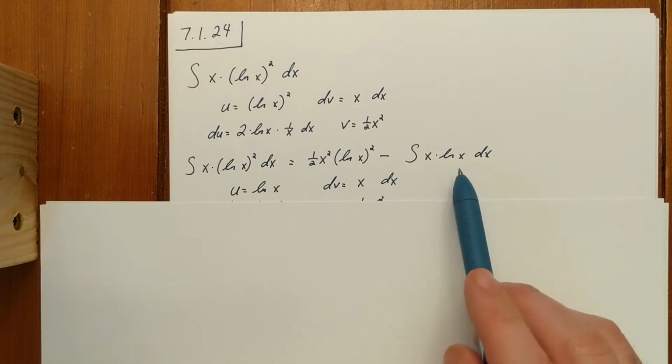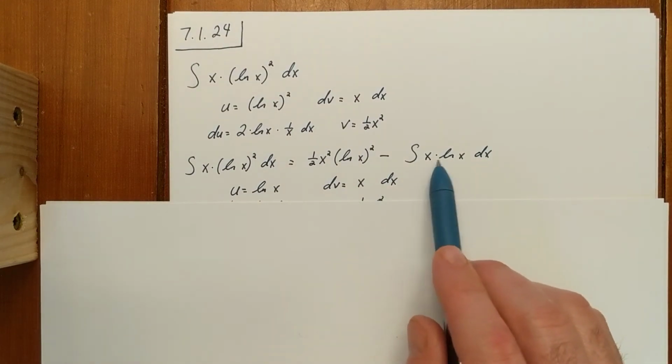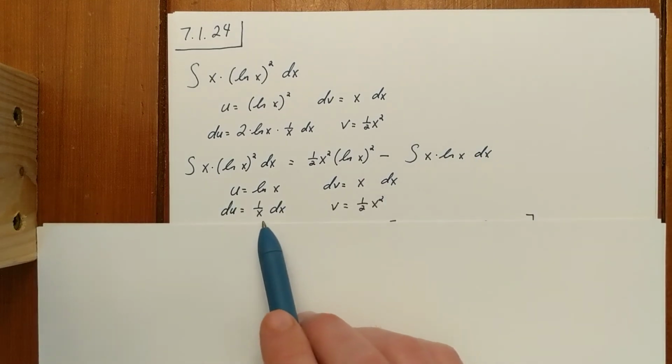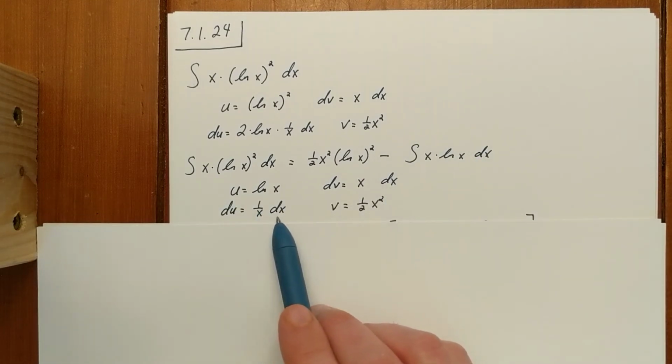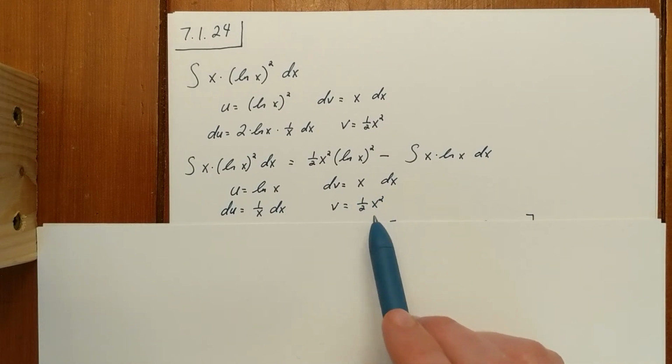We're going to let u equal the natural log of x right here in this integral. The dv is everything else, the x and the dx. We're going to differentiate u to get just a 1 over x dx. Anti-differentiating the x dx gets us a 1/2 x squared.